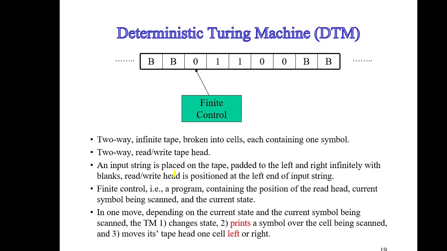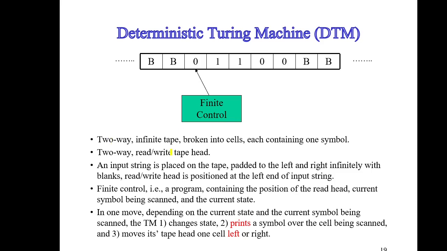So what does a deterministic Turing machine mean? This is the input tape, which we have already studied, and the strings are there and some blank symbols also enter. It's an infinite storage input tape.